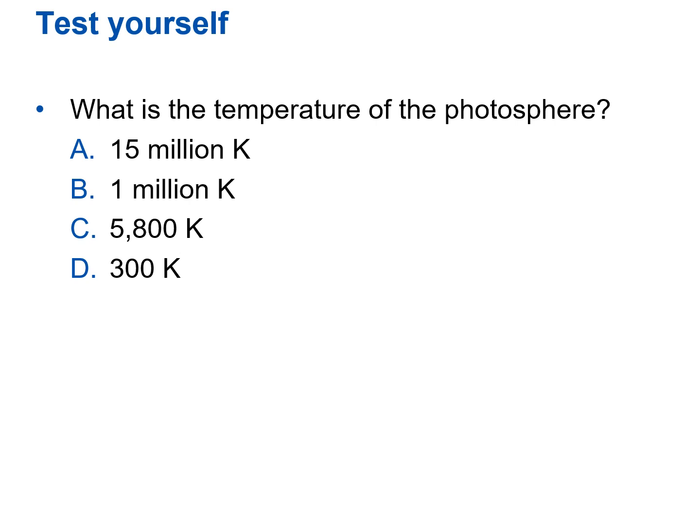What is the temperature of the photosphere? Now, 2 of these temperatures I've mentioned in this video. Actually, 3 of them I've mentioned in this video. Answer A, 15 million Kelvin, that's the core of the sun. 1 million Kelvin is actually the outermost layer. That's the corona. 300 Kelvin, by the way, is roughly room temperature. That's clearly not the answer. The answer is 5,800 Kelvin.